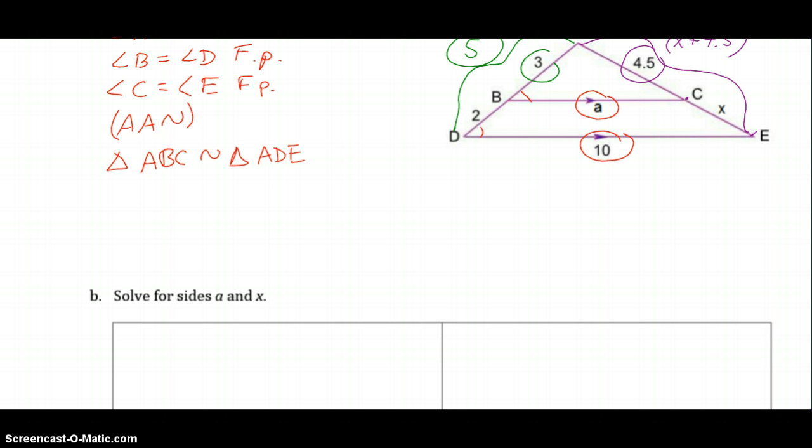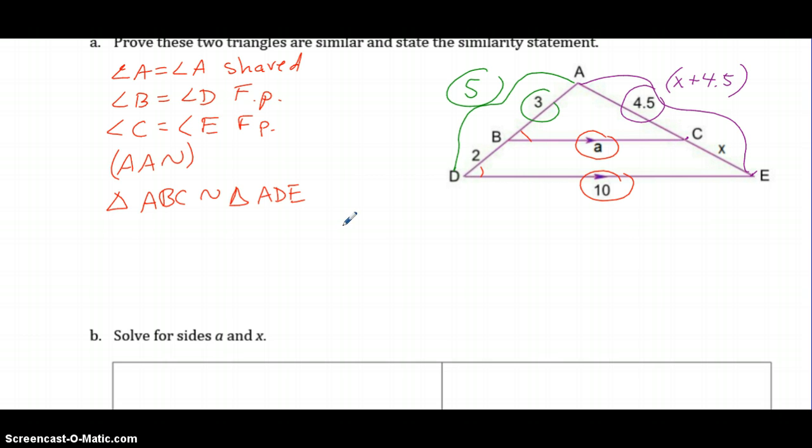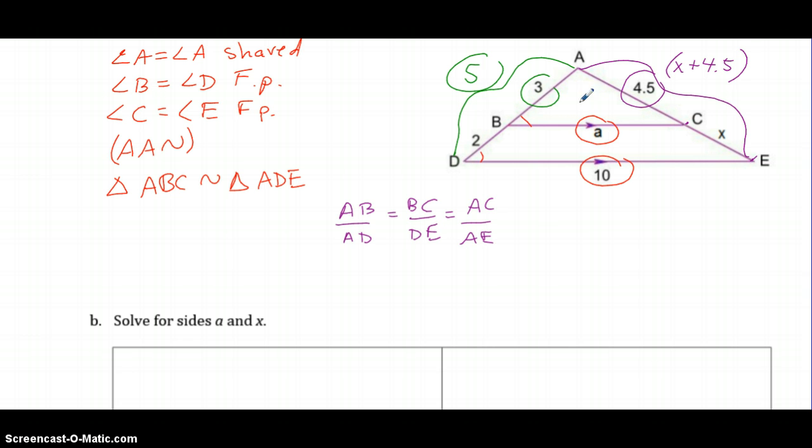If you want though, you can write those ratios of the corresponding sides again and substitute just like we were doing on the last page. So AB matches up with AD, BC and DE, AC first and last, AE first and last, and then just go ahead and substitute and cross multiply. So you can do that if you'd like. I'm just going to go through it a bit quicker.